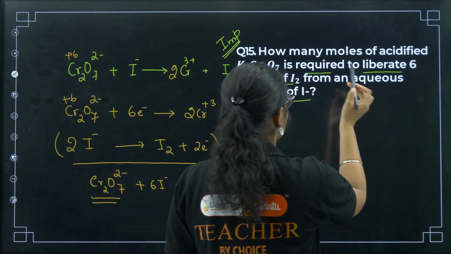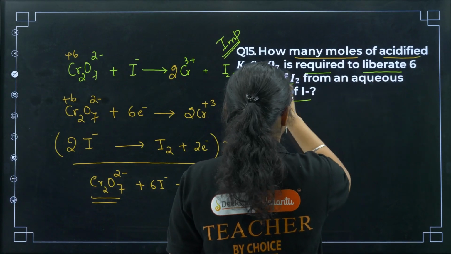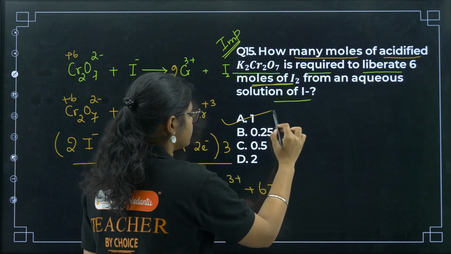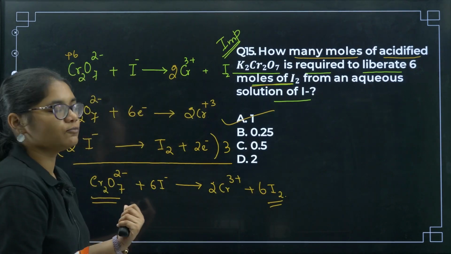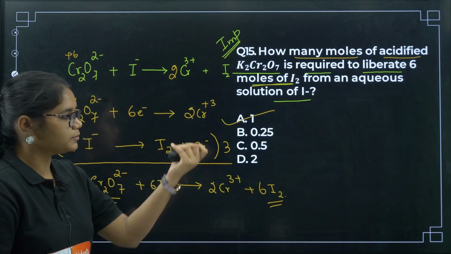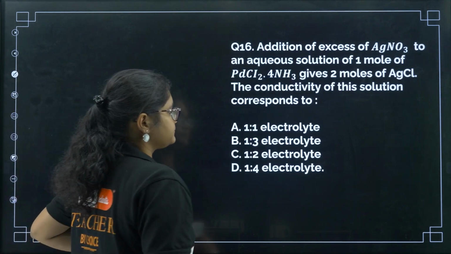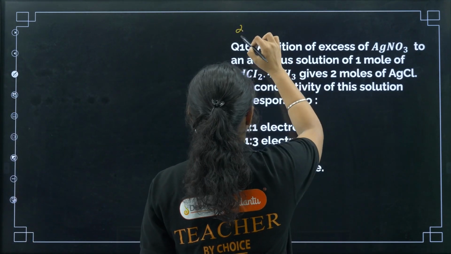That is what the question asked: how many moles of acidified K2Cr2O7 are required to liberate 6 moles of I2? So for 6 moles of I2, I require 1 mole of potassium dichromate. Option A will be the correct answer here. Next, this is also an important question.